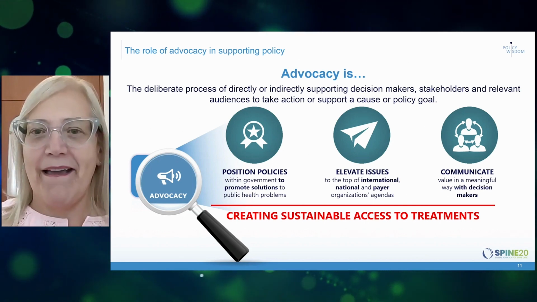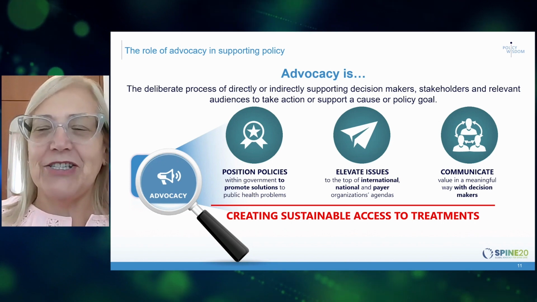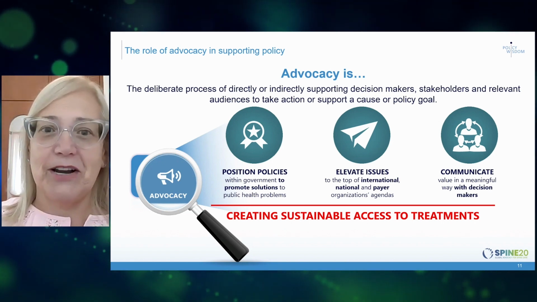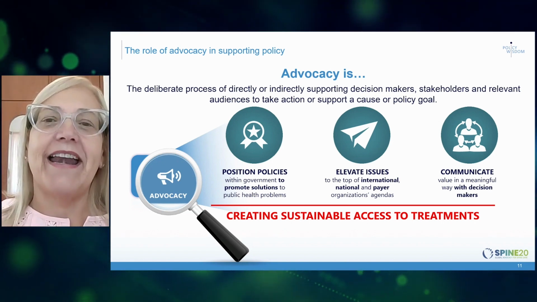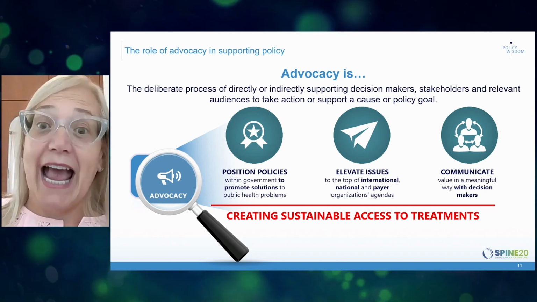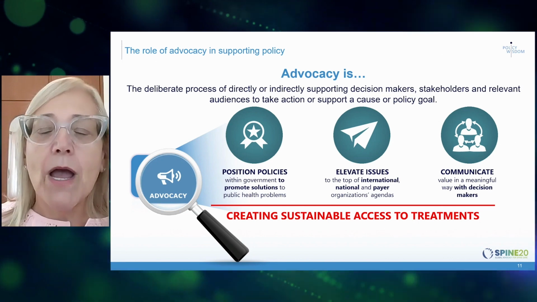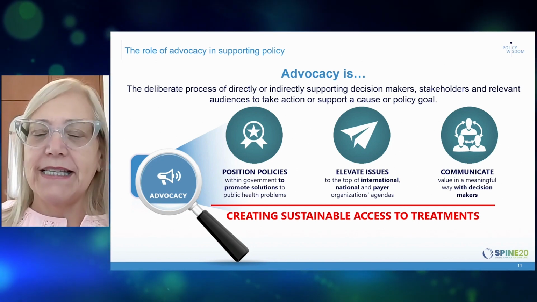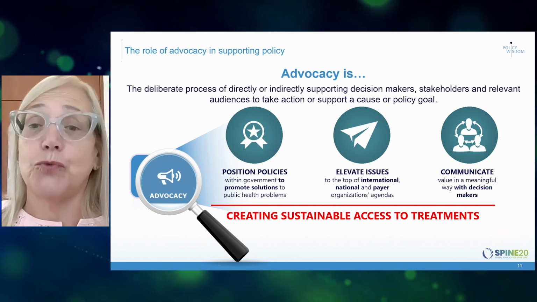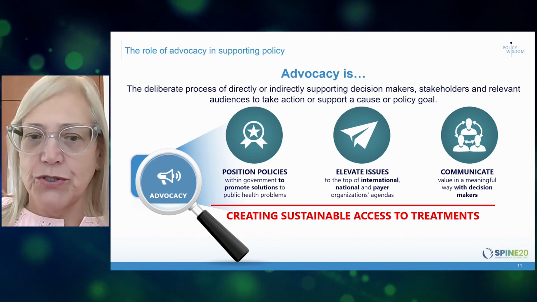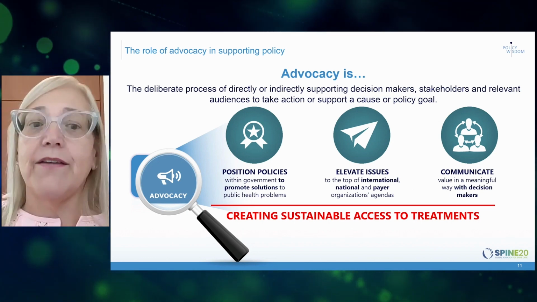Advocacy means a way of supporting decision makers and stakeholders and relevant audience so we can engage them in taking action or supporting a cause or a policy goal. When we do advocacy, basically we create sustainable access to treatment or to preventive measures. And we can do it in a variety of ways.